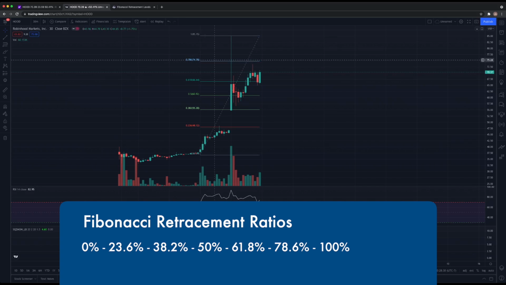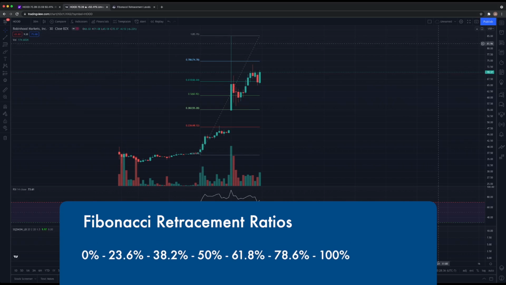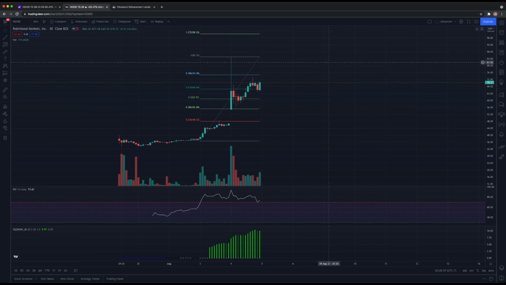If it breaks that, we can push higher back to the $85 price target, and beyond that we could potentially see after that $98 price target. So always analyze these different indicators in conjunction with one another so you can make an informed decision on when to buy Robinhood. So I hope you found this information helpful.